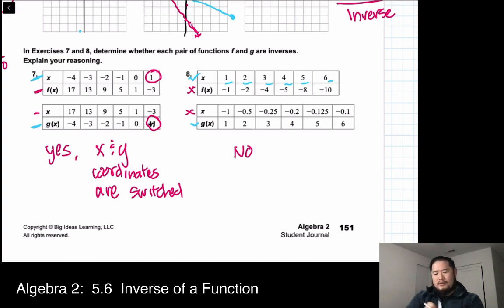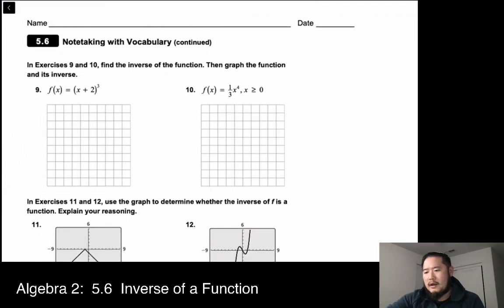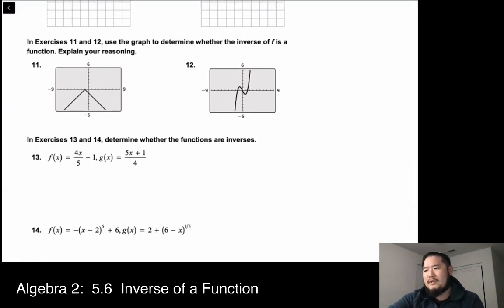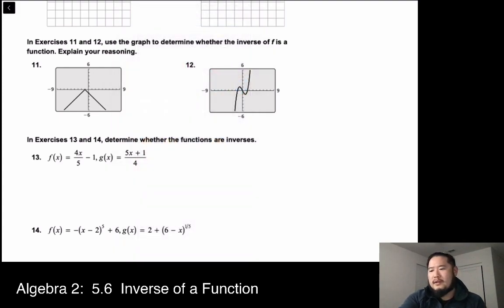Let's go down next up to number 11. It says use the graph to determine whether the inverse of f is a function. Explain your reasoning. This is where we have that one simple test that we went over: the horizontal line test. If at any point it does not pass the horizontal line test, then that determines that the inverse is not a function.